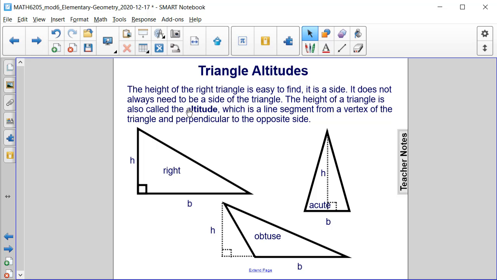However, it doesn't always need to be a side of a triangle. The height of a triangle is also called the altitude, which is a line segment from a vertex of the triangle that's drawn to the side opposite it, and it's always perpendicular. So in an acute triangle, the altitude or height is inside of the triangle, and in an obtuse triangle, the altitude or height can be outside.